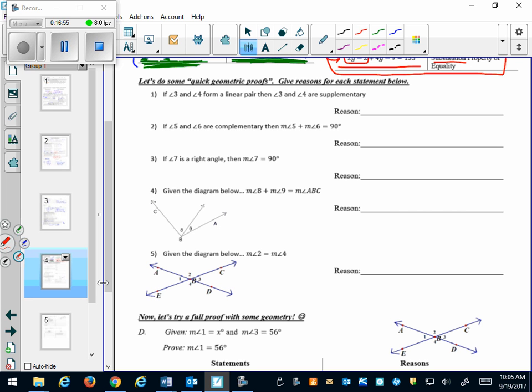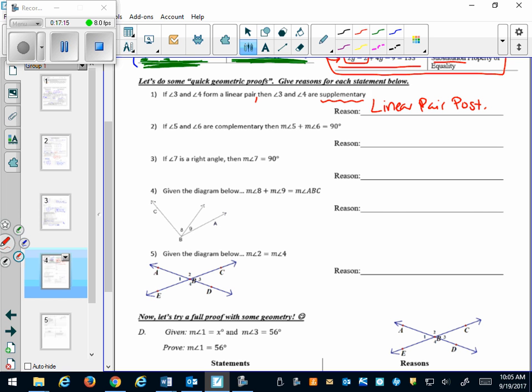So if it says angle 3 and angle 4 form a linear pair, then 3 and 4 are supplementary. Our reason is going to be linear pair postulate. Okay, that linear pair postulate is the one that says the word supplementary.